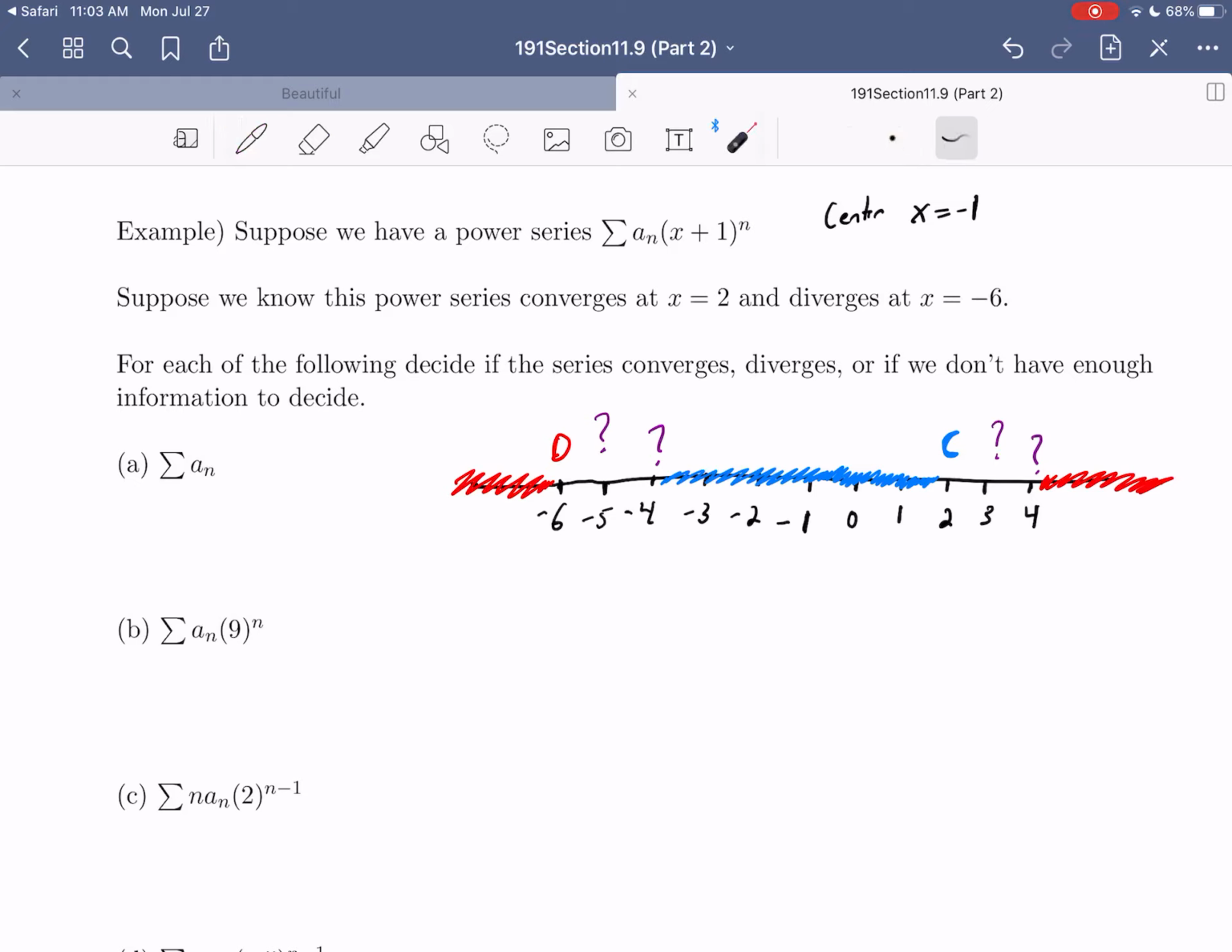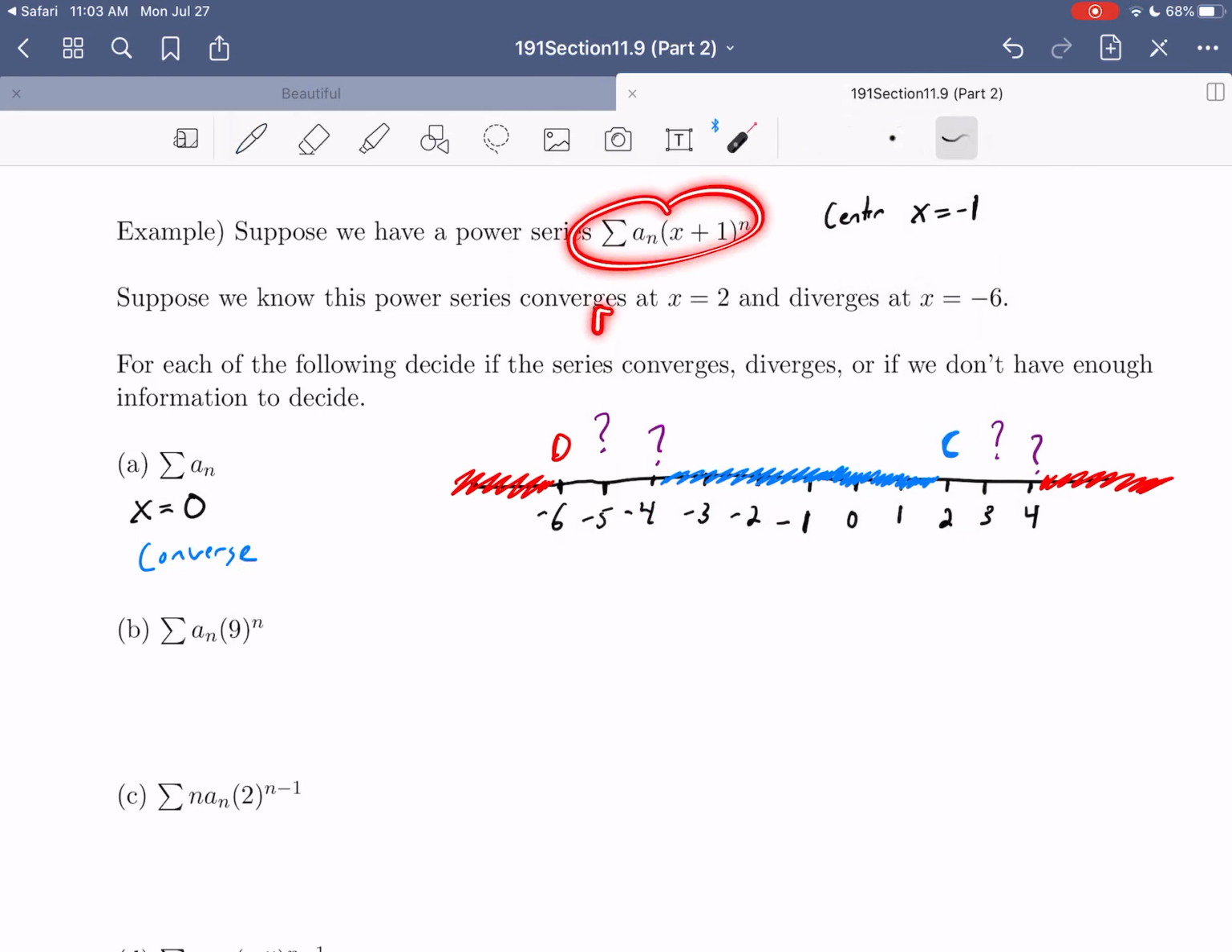Okay, so the first couple should be pretty normal. We have some a sub n, so this is really a sub n times 1 to the n, if you think about that. And that tells us that this is really x equals 0. If we have x equals 0, then we'd have a sub n times 1 to the n, which is just going to be a sub n. X equals 0 is solidly in the converge range, so we know that this one is going to converge.